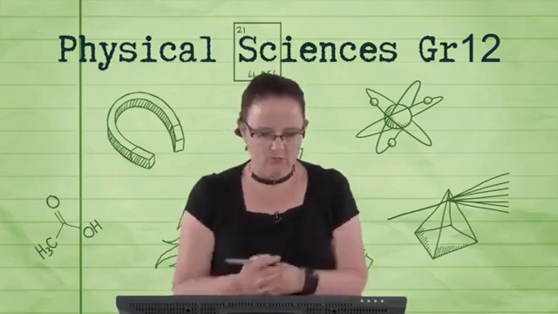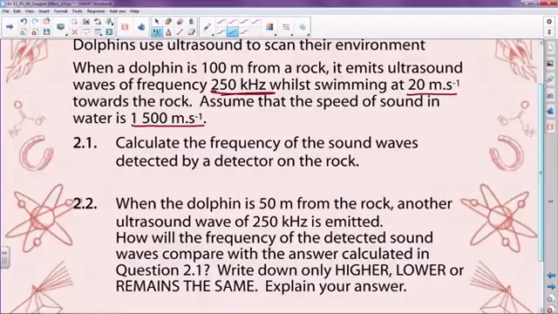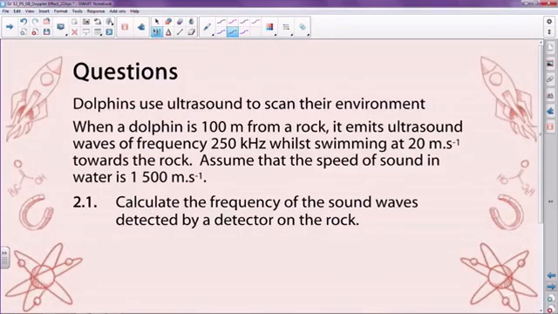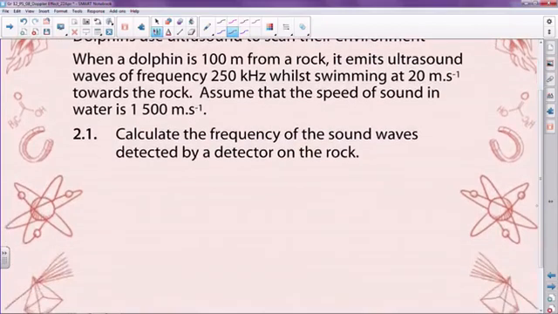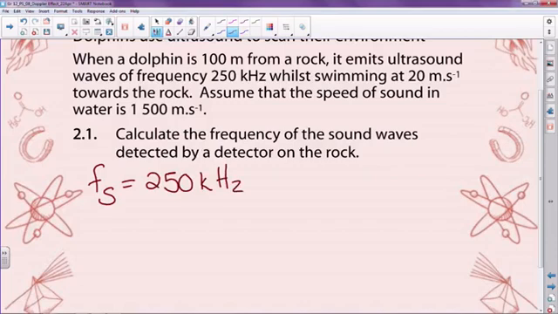So we've got our question which says a dolphin is 100 meters from the rock, emits a wave frequency 250 kilohertz while swimming, assume the speed of sound. The first thing they ask us to do is to calculate the frequency of the sound waves detected by the detector. So what we have here is the frequency of the source is 250 kilohertz. Now remember, we can't work in kilohertz. That means we times by 1,000. So it's 250, and I like to work in scientific notation, so we times by 10 to the 3. That's times by 1,000 hertz.